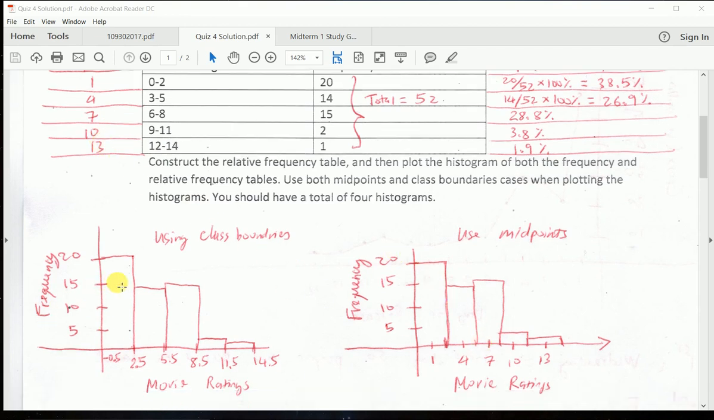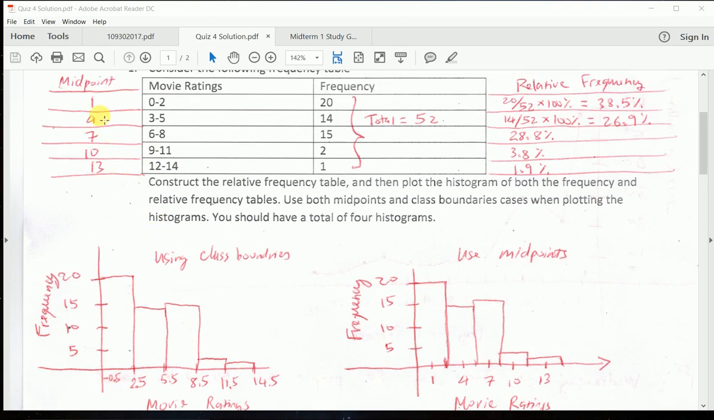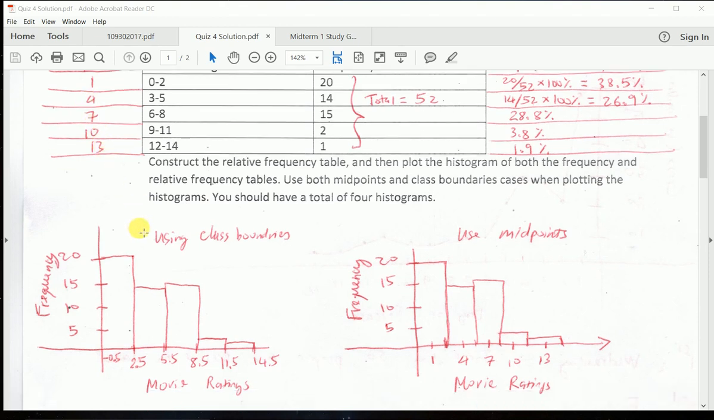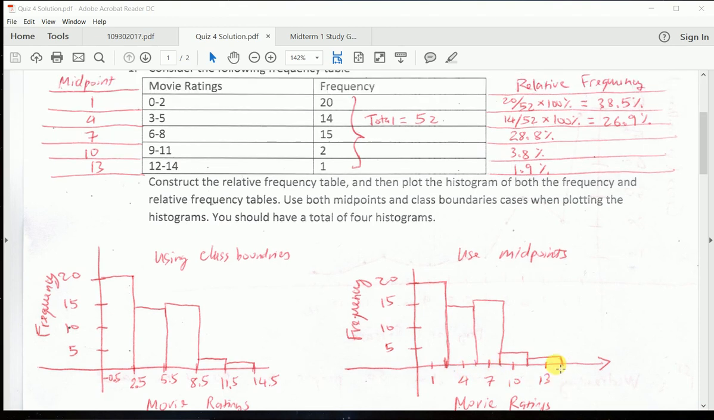So what do I get? Exactly the same thing here, but instead of labeling the class boundary, I'm now using the class midpoint: 1, 4, 7, 10, and 13. So I just draw in the middle. Pretty simple. Now we have 2 cases for the frequency.